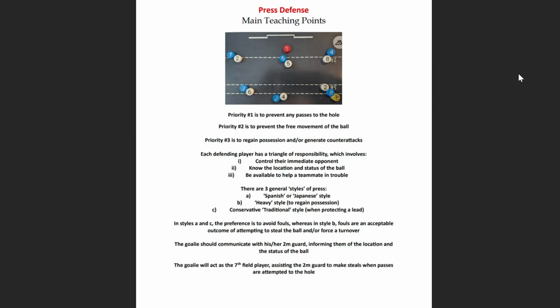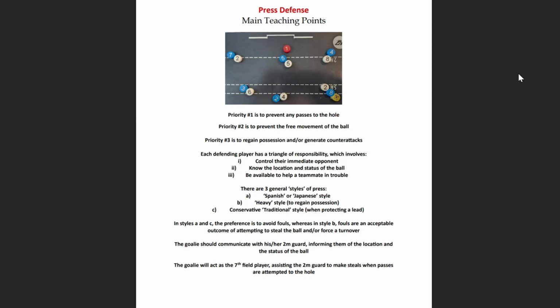Each defending player has a triangle of responsibility, which involves the following 3 things. Number 1, control their immediate opponent. 2, know the location and the status of the ball. And 3, be available to help a teammate in trouble.